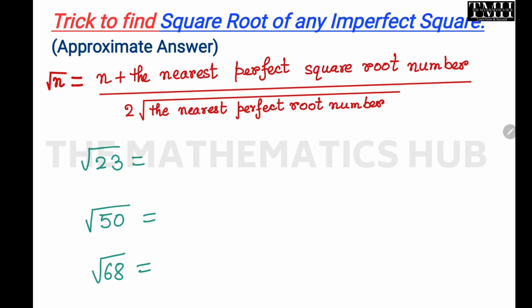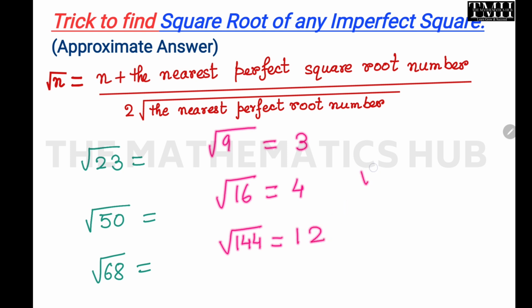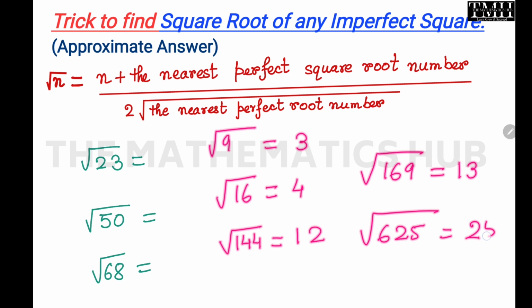So, before starting about imperfect squares, let's see some numbers like square root of 9. Square root of 9 is equal to 3. Square root of 16 is equal to 4. Square root of 144, which is equal to 12. Square root of 169, which is equal to 13. Square root of 625, which is equal to 25.